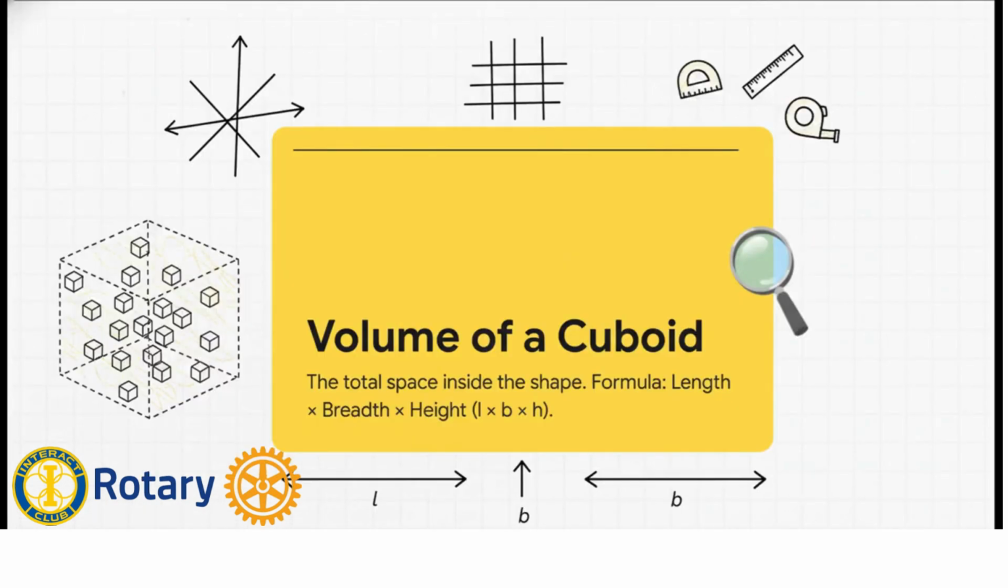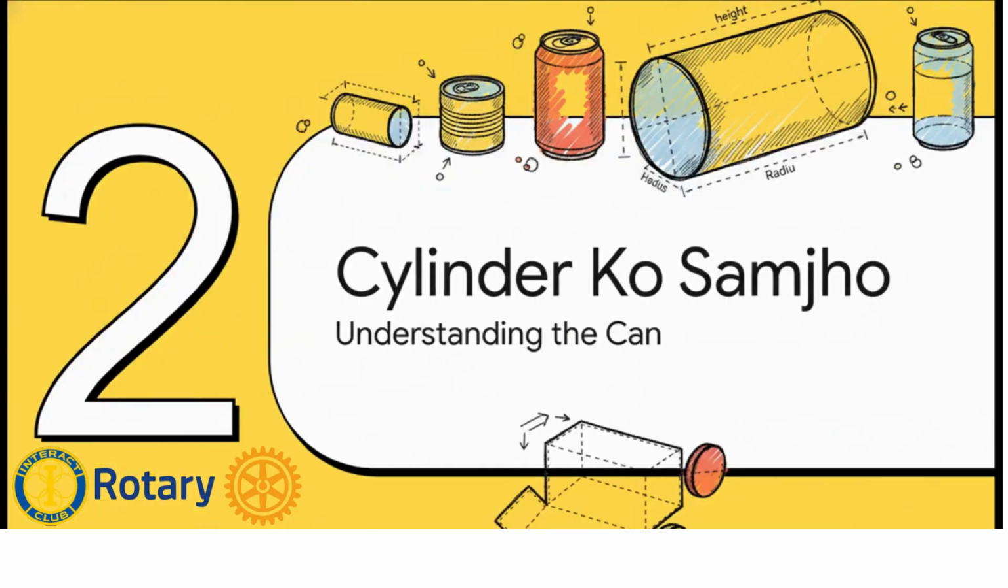And the volume? Well, that's even easier. To figure out how much space is actually inside that box, you just multiply its 3 dimensions together. Length times breadth times height. That's it. Simple as that. All right, let's move on to our next shape. This one's a bit of a curveball, literally.